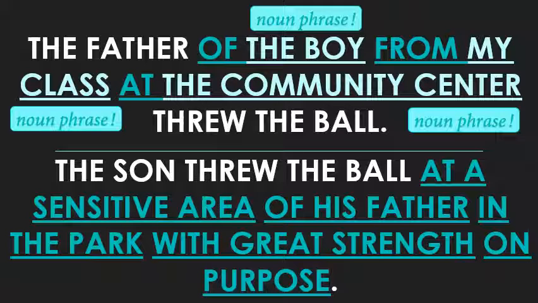The son threw the ball at a sensitive area of his father in the park with great strength on purpose. Okay, that one is saying, again, how, this is saying actually why. Why did he do it? He did it on purpose. So there's almost unlimited ways that you can combine different sentences, create different sentences by using prepositional phrases.